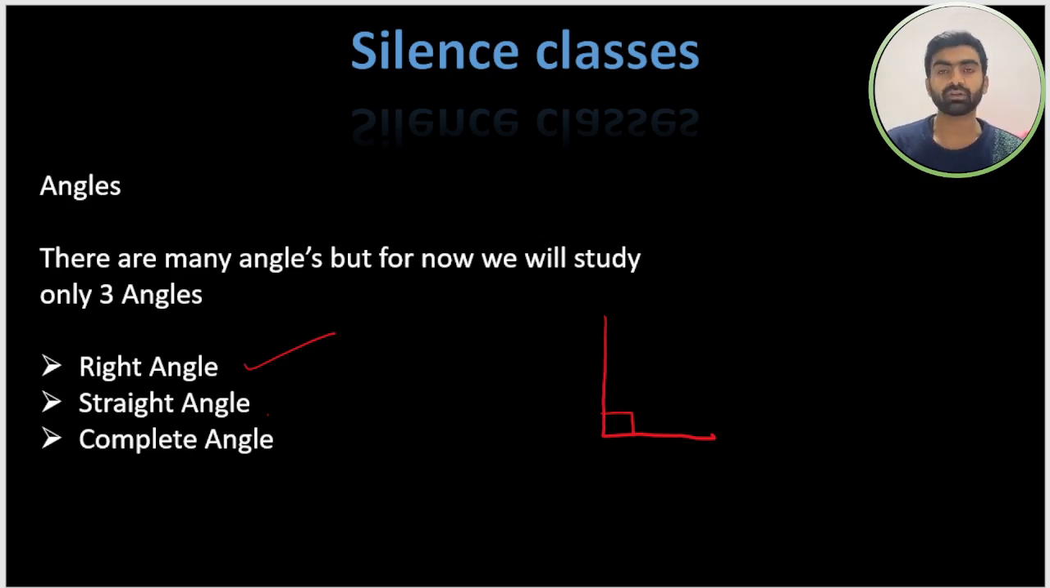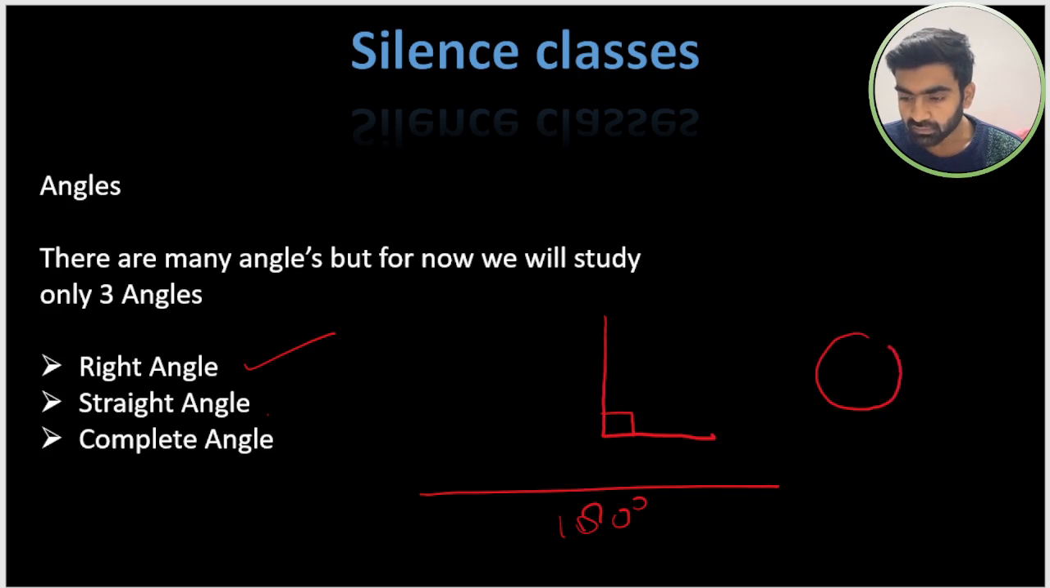If I talk about a straight angle, if I draw a line like this, it is a 180 degree line, and this line is known as a straight angle. And if we talk about a complete rotation, this is known as a complete angle. It is of 360 degree. If it is written that we have a 360 degree angle and you are asked to name that angle, we will straight away write that it is a complete angle because it is of 360 degree.